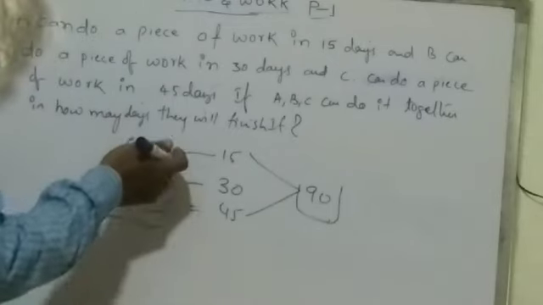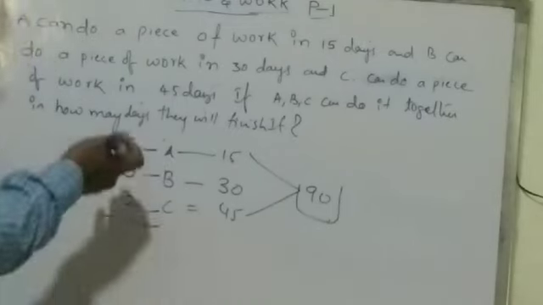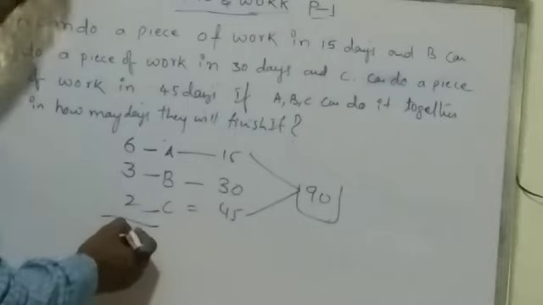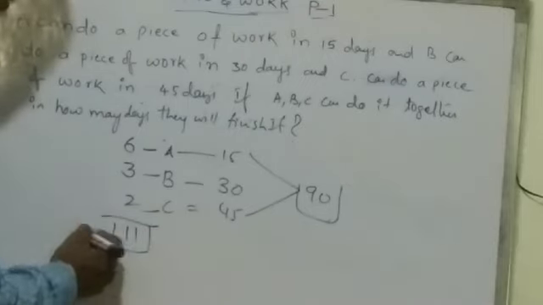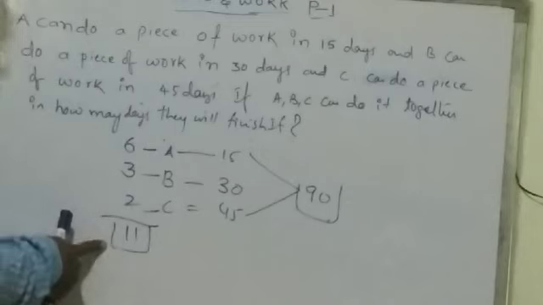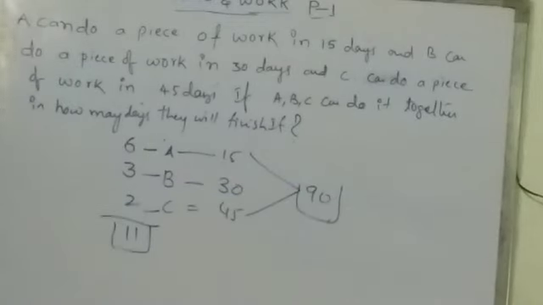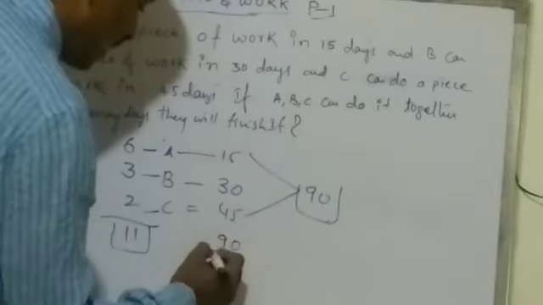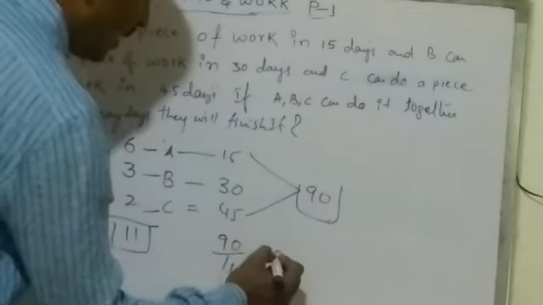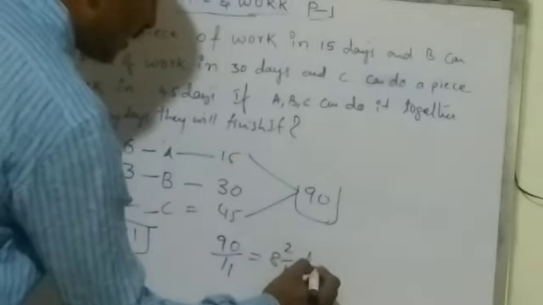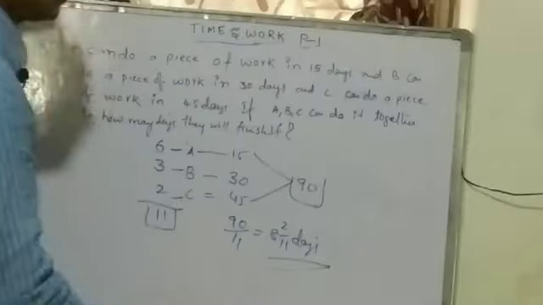So when A, B, C work together, they will produce 11 units per day. When they are producing 11 units per day, they have to finish 90 units. So the required time will be 90 by 11, which is 8 2 by 11 days. This is the shortcut method.